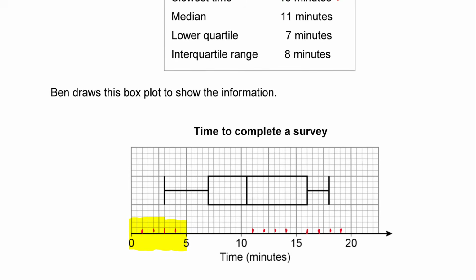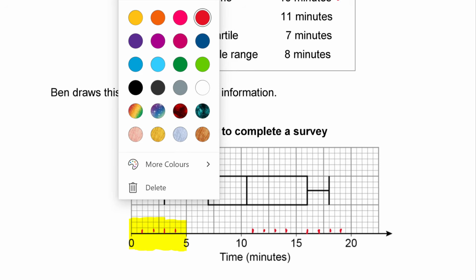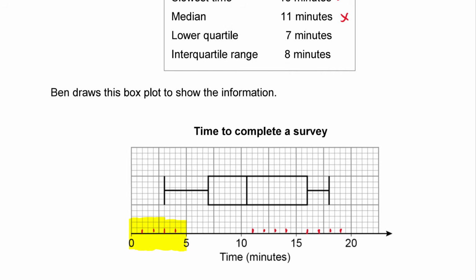Okay, so that one was wrong. Lower quartile at 7 minutes. Okay, so 5, 6, 7, 8, 9. Now that is correct. So that one's in the right place. Interquartile range is 8 minutes.